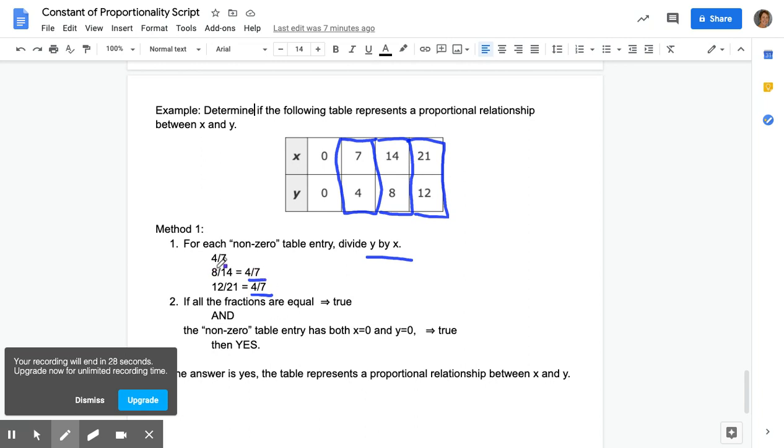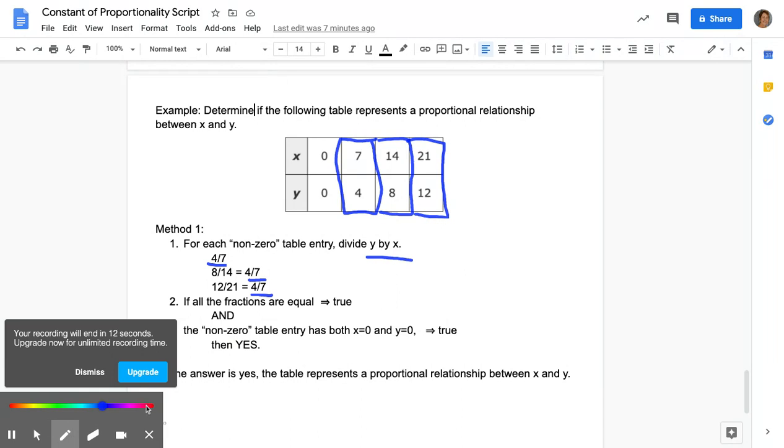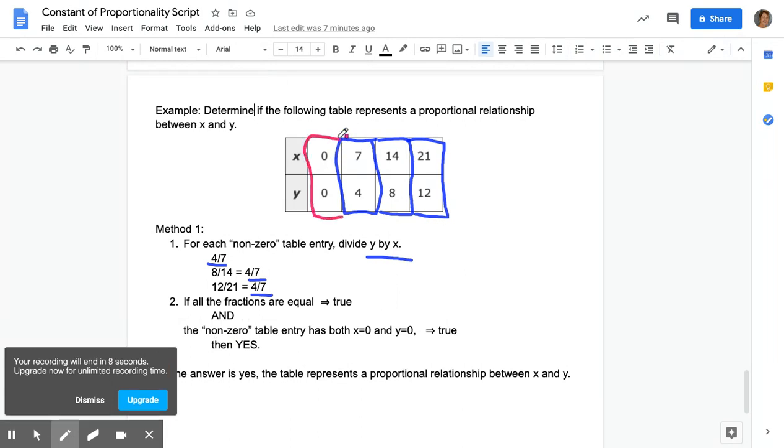So all of these are equal. Step 2: if all the fractions are equal, which is true, and the table entry has both X equals 0 and Y equals 0, which is true in our case, both X and Y are 0, so that's okay, then yes, the table represents a proportional relationship between X and Y.